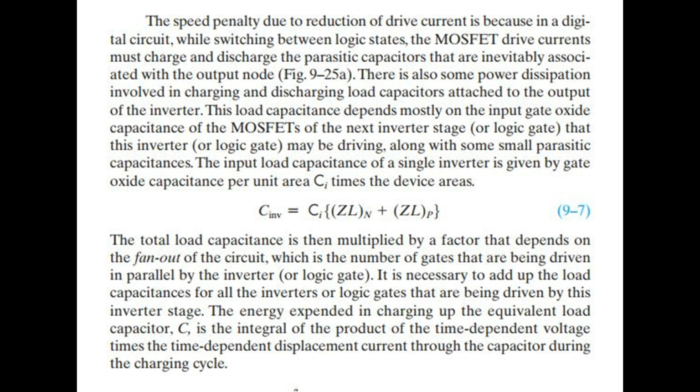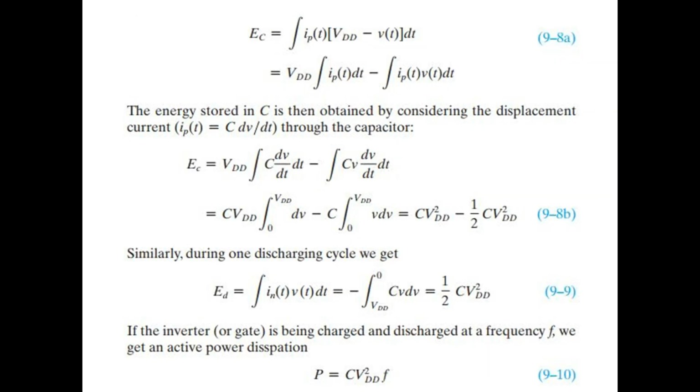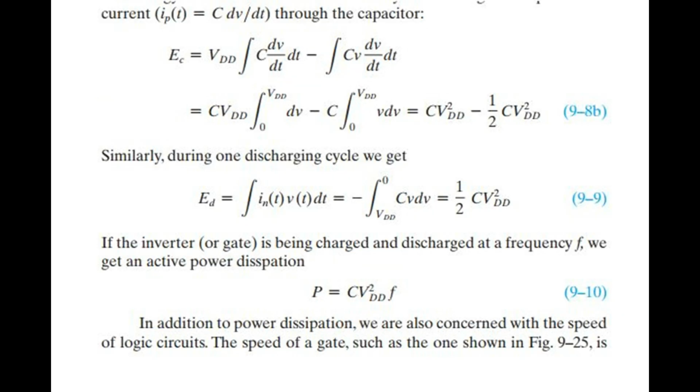It is necessary to add up the load capacitances for all the inverters or logic gates that are being driven by this inverter stage. The energy expended in charging up the equivalent load capacitor, C, is the integral of the product of the time-dependent voltage times the time-dependent displacement current through the capacitor during the charging cycle. The energy stored in C is then obtained by considering the displacement current, I_D, equals C dV/dt, through the capacitor. Similarly, during one discharging cycle we get, if the inverter, or gate, is being charged and discharged at a frequency f, an active power dissipation.